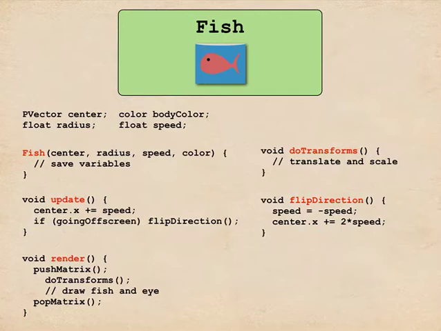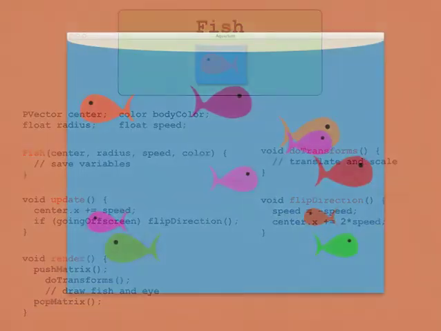It swims by advancing forward every frame at its own speed, and then it turns itself around when it hits the edges of the aquarium. And it draws itself in the right position, at the right size, in the right color.